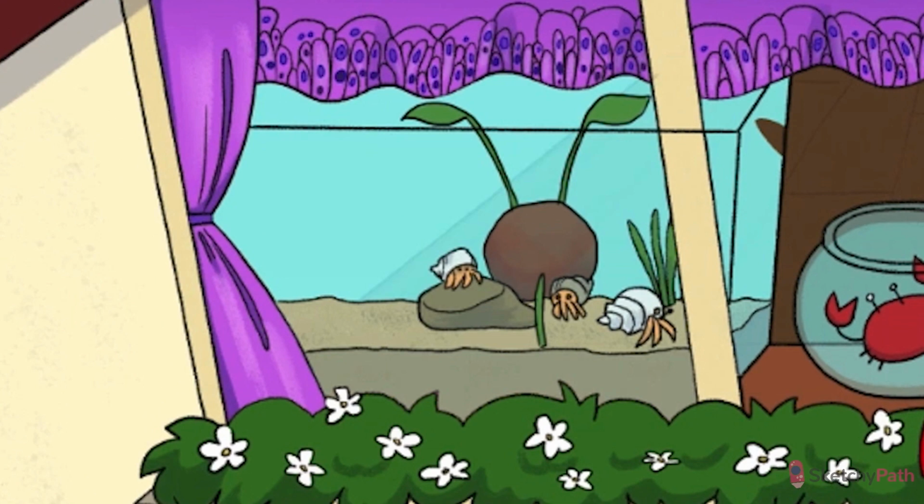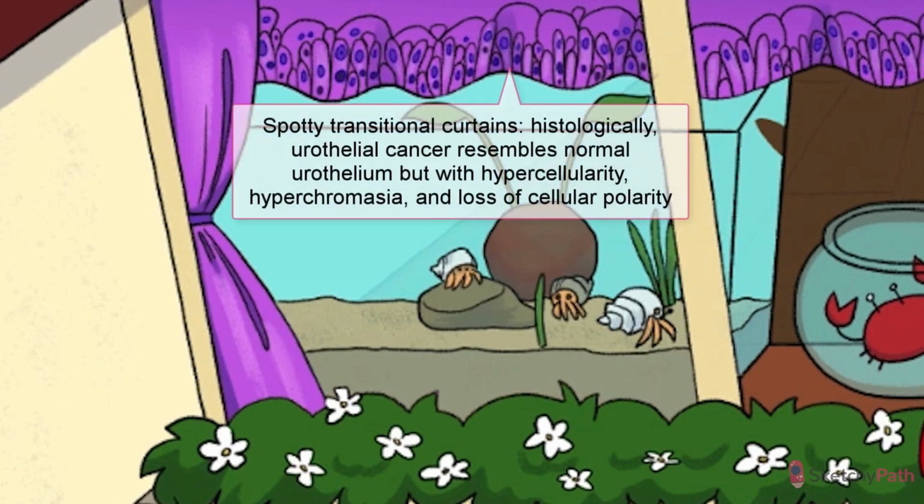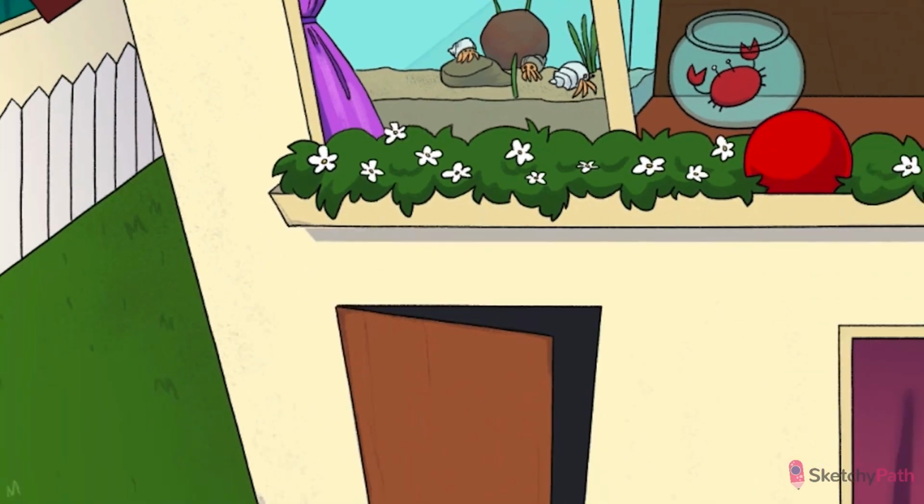Weird. On histology, urothelial carcinoma appears similar to the transitional cell epithelium that lines the urinary tract, but hypercellular with more cell layers. You might also notice nuclear hypochromasia and loss of cellular polarity. Thus, we've added more dark, disorganized nuclei to the transitional curtains above the crabs.